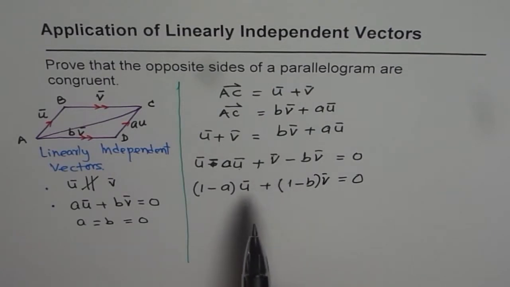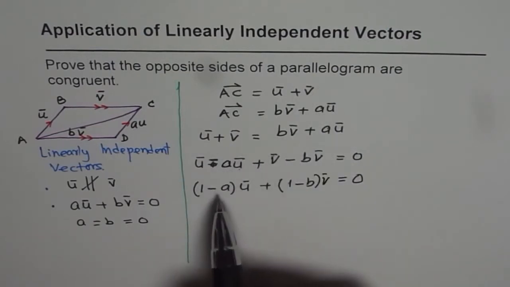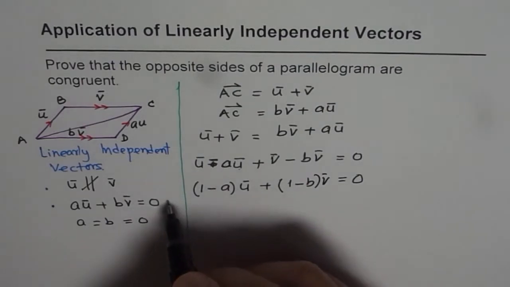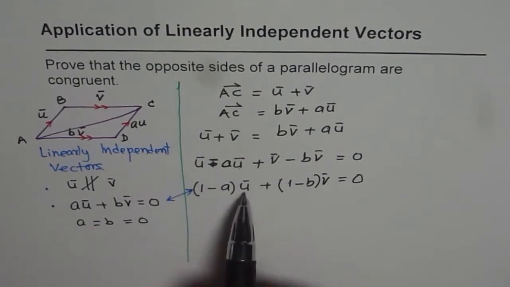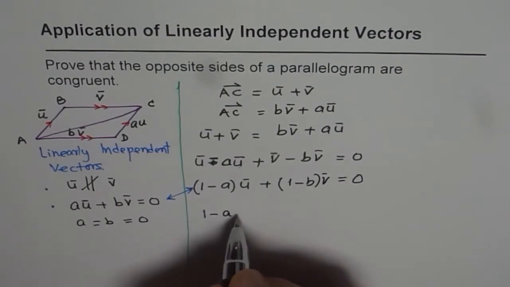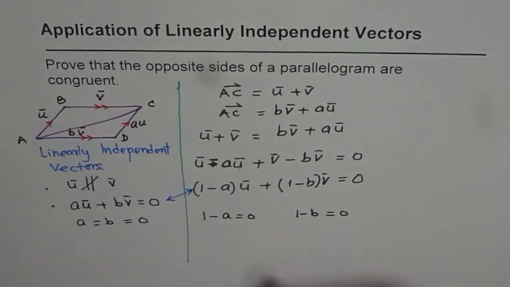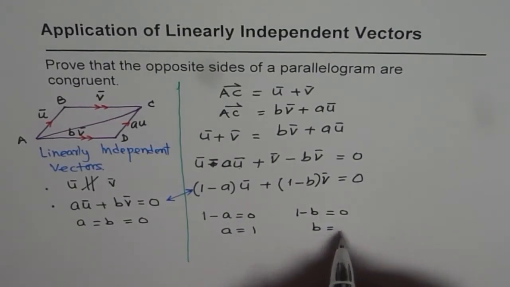Now, since we know that u and v are not parallel vectors, they are not linearly dependent. If they are not linearly dependent, let's correlate these two equations now. That really means that the coefficients of u and v should actually be 0, right? So that gives us that 1 minus a should be equal to 0 and 1 minus b should also be equal to 0. Is that okay? Both, right? And therefore, solving, we get a equals 1 and b equals 1.